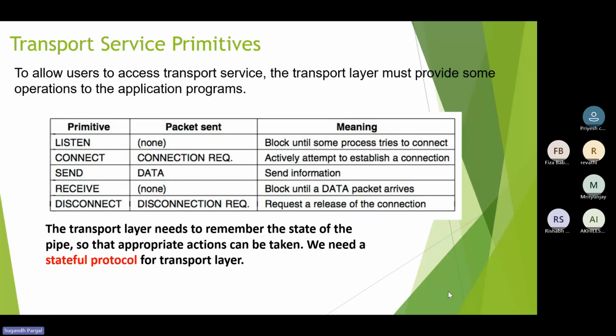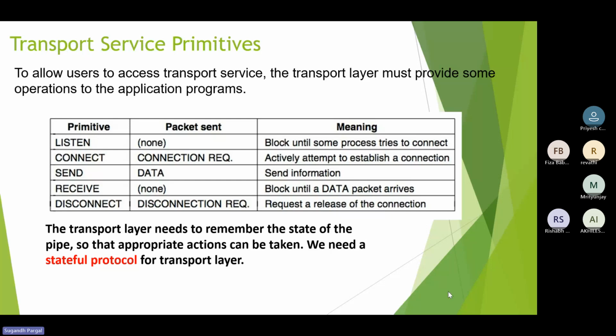Then there is a connect primitive, which allows the connection request, that is the packet sent, which means we actively attempt to establish a connection. After the connection is established, it uses the send primitive, which sends the data packet or the information. Then there is a receive request, in which it blocks until the data packet arrives at the receiver side. Then there is a disconnect request, in which the packet sent is a disconnection request, and it requests to release the particular connection.